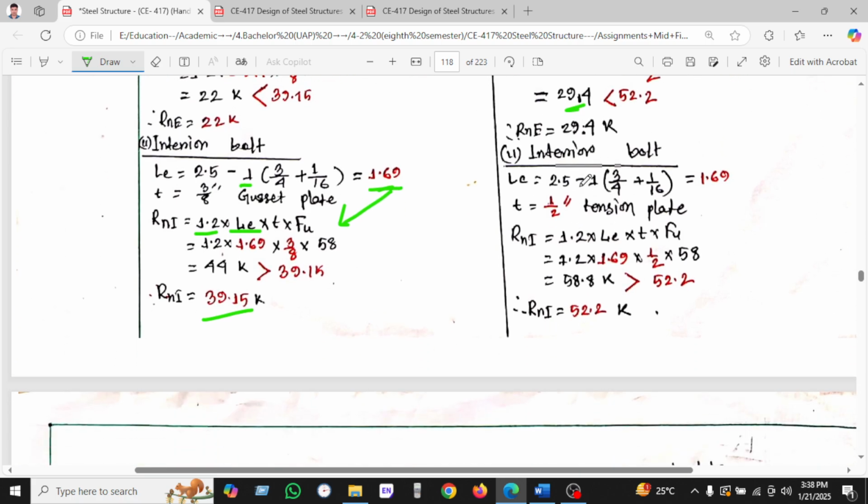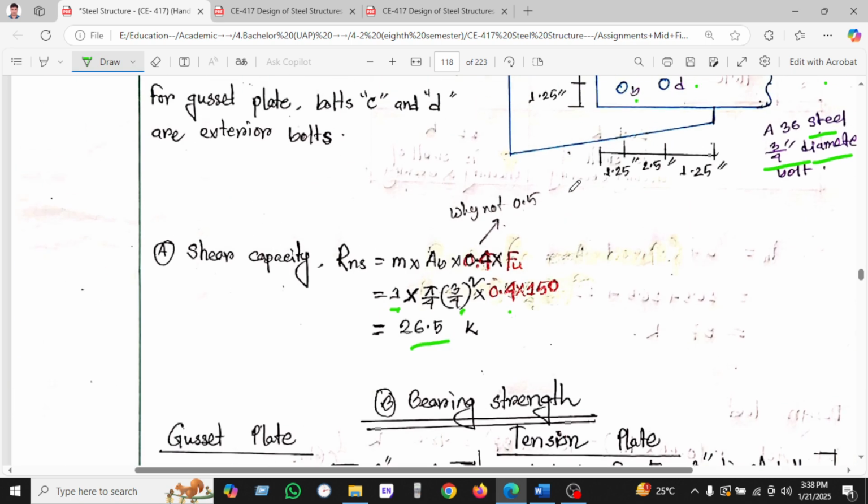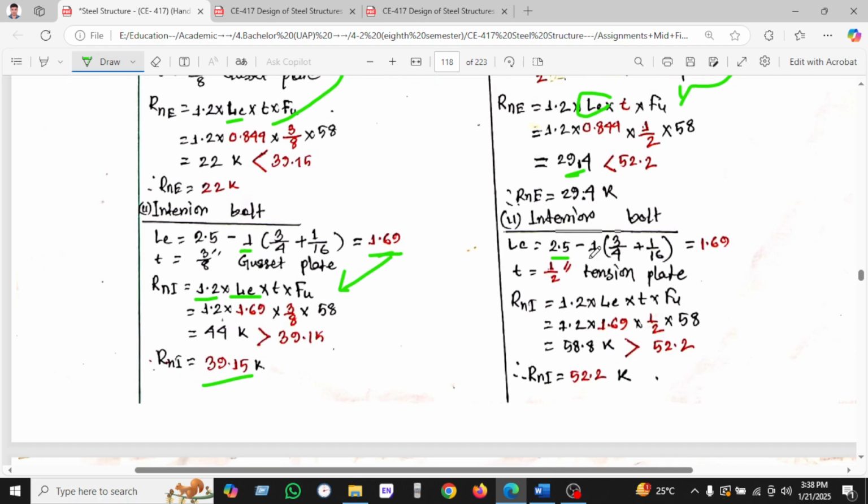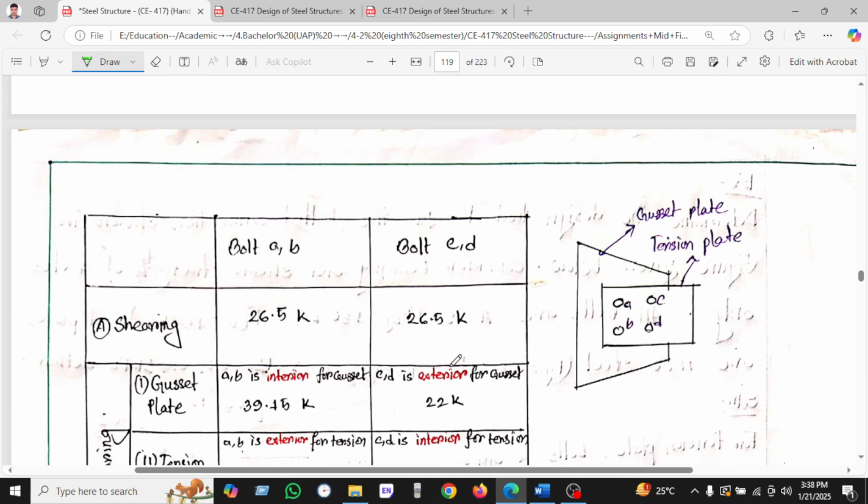In the same way, for the interior bolt we have been seeing 2.5, 2.5 is given here, minus half of the hole diameter, and the hole diameter is 3 by 4 plus 1 by 16, which is a constant, and found 1.69. Putting this below, 1.69, and found 58.8, which is greater than 52.2. So we are taking the lesser value, 52.2.